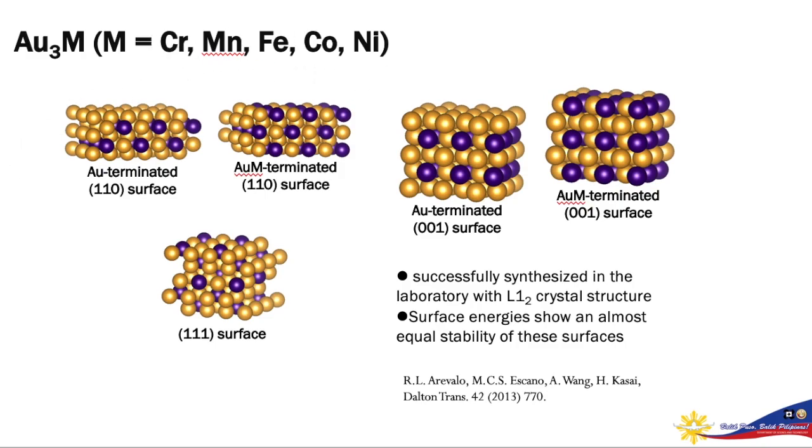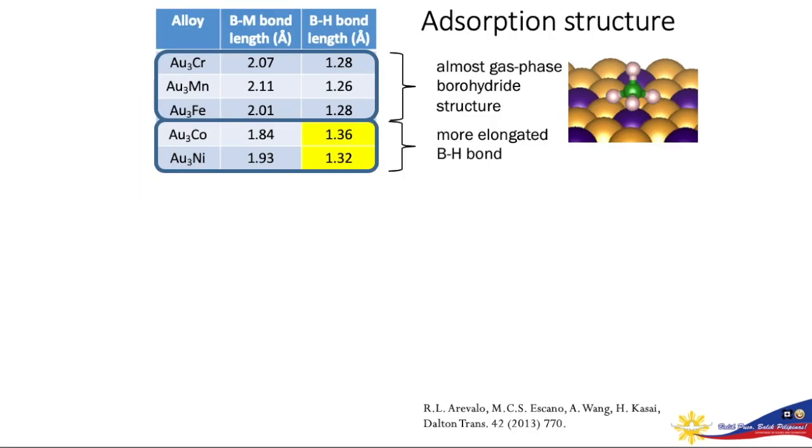We considered different terminations on the surface and found that the surface energies are almost the same for these surfaces. We also chose the Au3M alloy because it was successfully synthesized in the laboratory with the L12 crystal structure, and experiments have also shown that these gold-based alloys have such a ratio of gold and 3d transition metal. Let us analyze the adsorption structures of borohydride on these alloy surfaces.